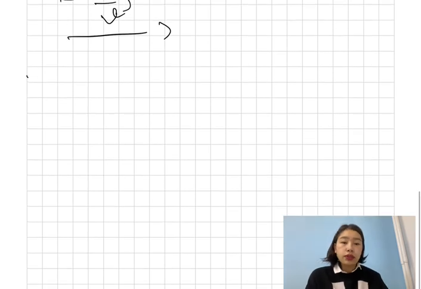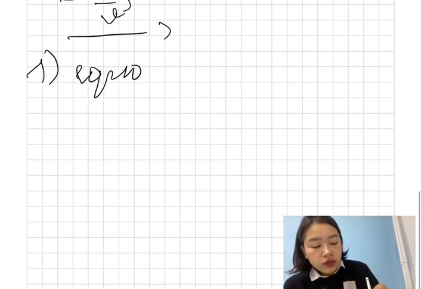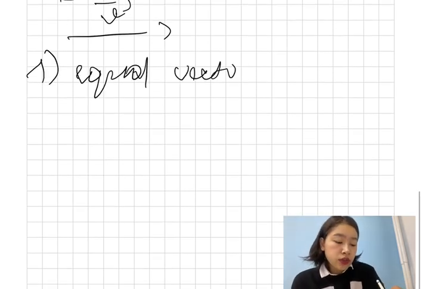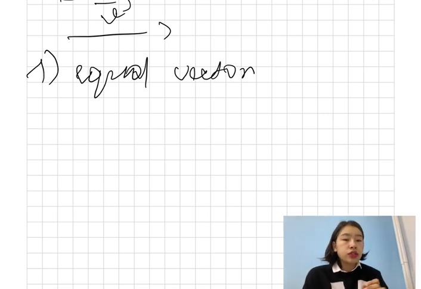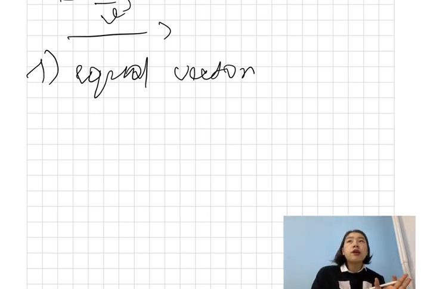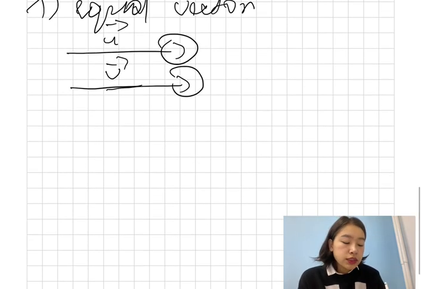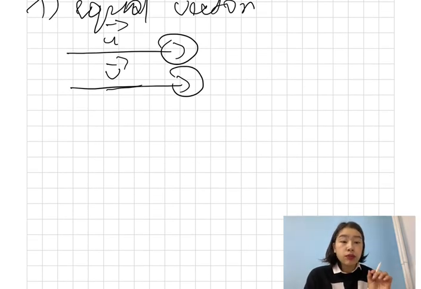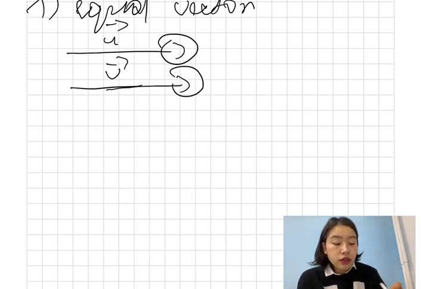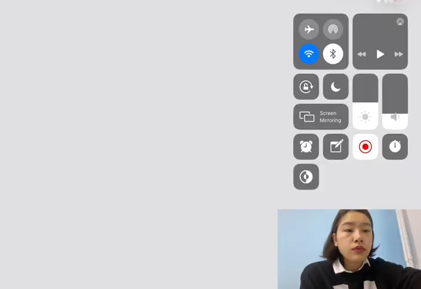We have the types of the vector. The first one will be the equal vector. Equal vector. What is the equal vector? Vectors are called equal when they have the same direction and also the same length. u vector and v vector here. They are equal because they have the same direction and the same length. And we can write them like the equal.